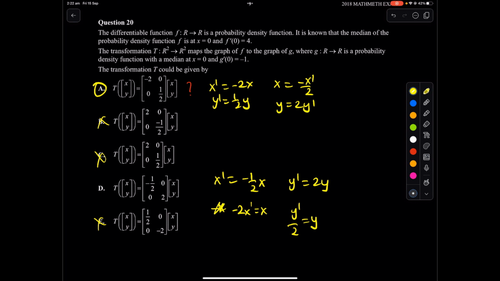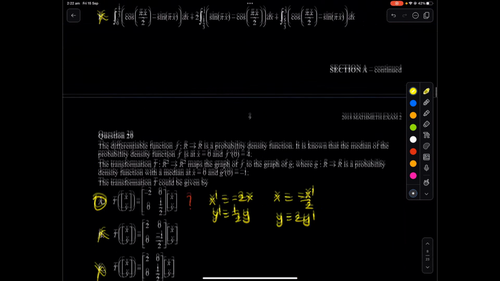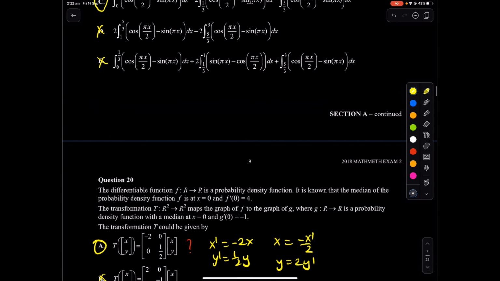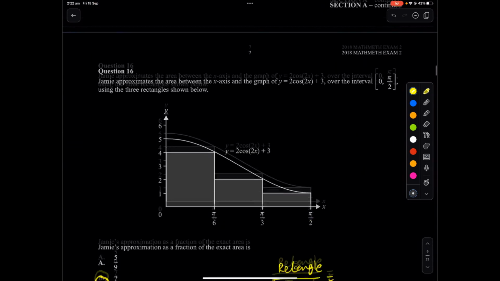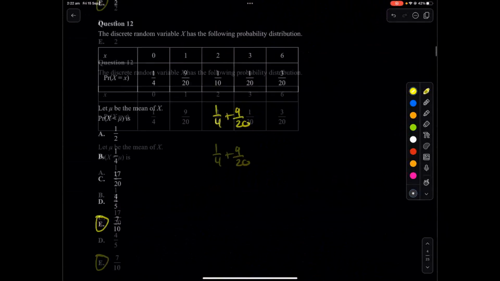The main point is to smash through these multiple choice questions as fast as you can, because the most difficult ones are the extended response, and that's where you actually need to put time into understanding the concepts. So that's why I always use my CAS to finish these quickly.